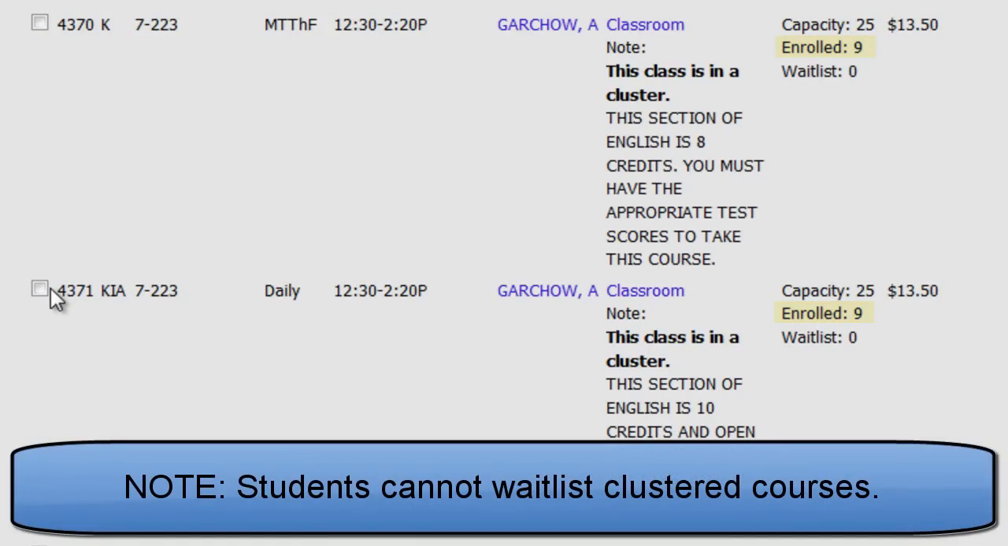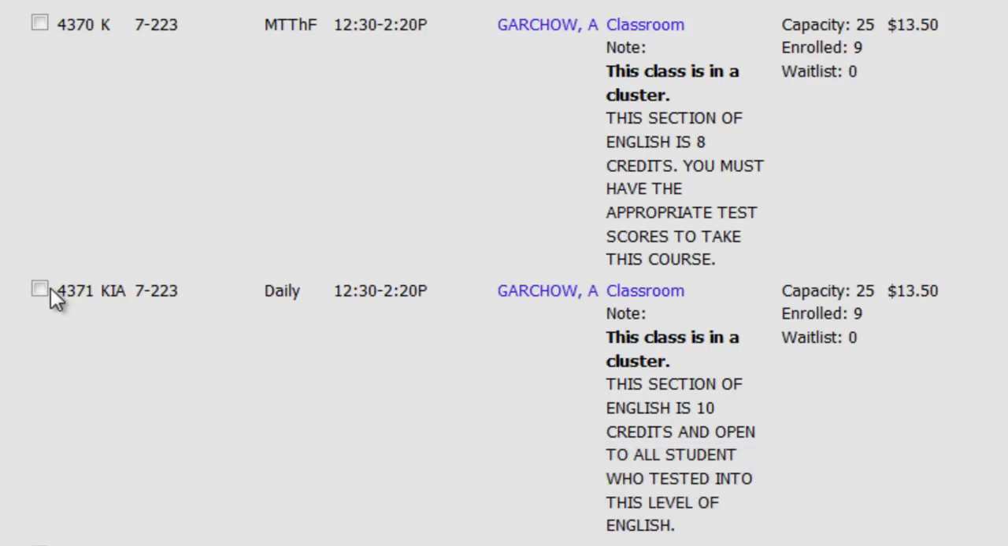Because these two sections represent one group of 25 students who will meet in a classroom together, once I register for either one of these sections, both will show 10 students enrolled instead of 9. I'll select the 8 credit section that meets 4 days a week and click on Add to Cart.